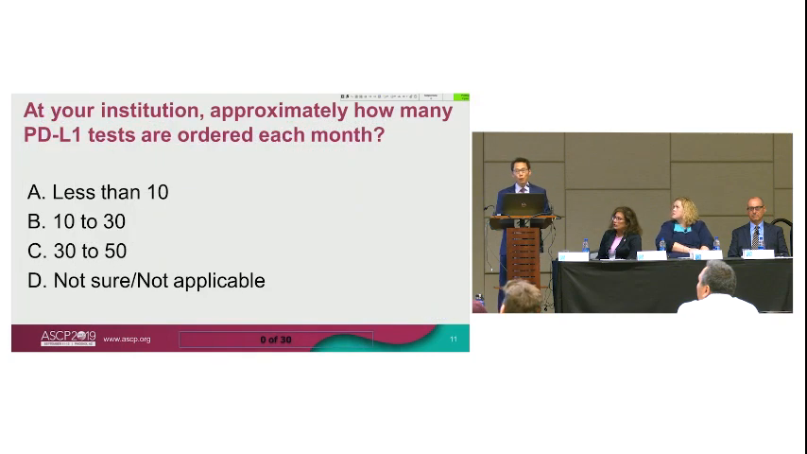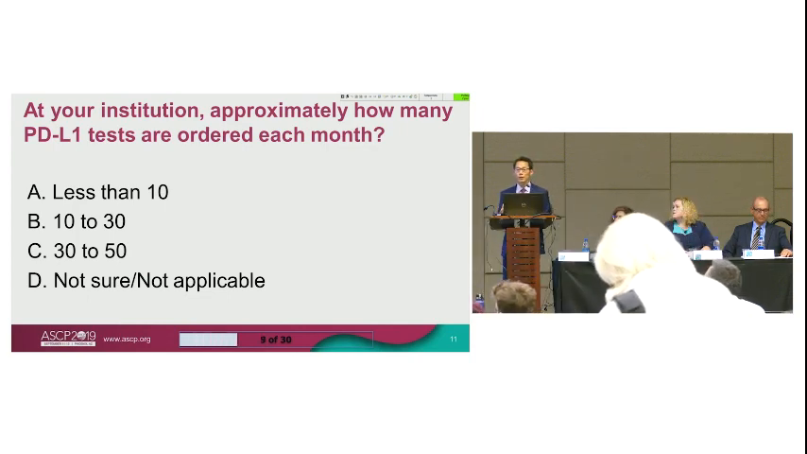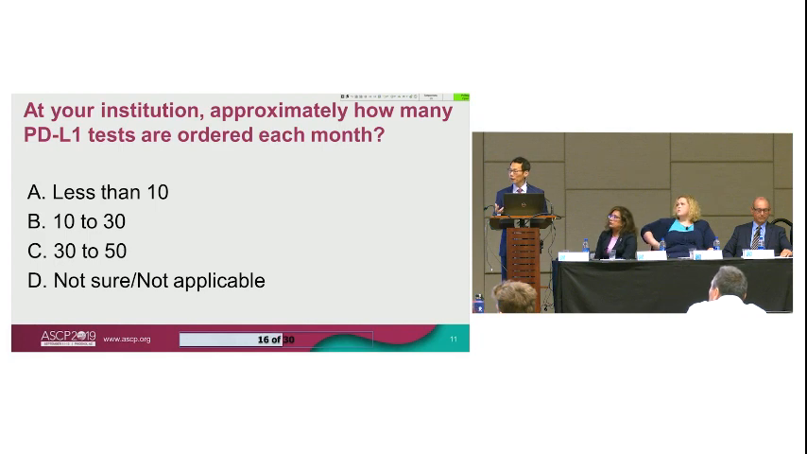So with that in mind, we want to get into our first audience response question. So please pick up your keypads. And the question is, approximately how many PD-L1 tests are ordered each month within your institution? If your institution is a hospital or a cancer center, answer accordingly. If your institution is a pathology lab serving several hospitals, you can answer on behalf of your lab. So just take a minute and go ahead and enter your responses, and then we'll see the results here in just a moment.